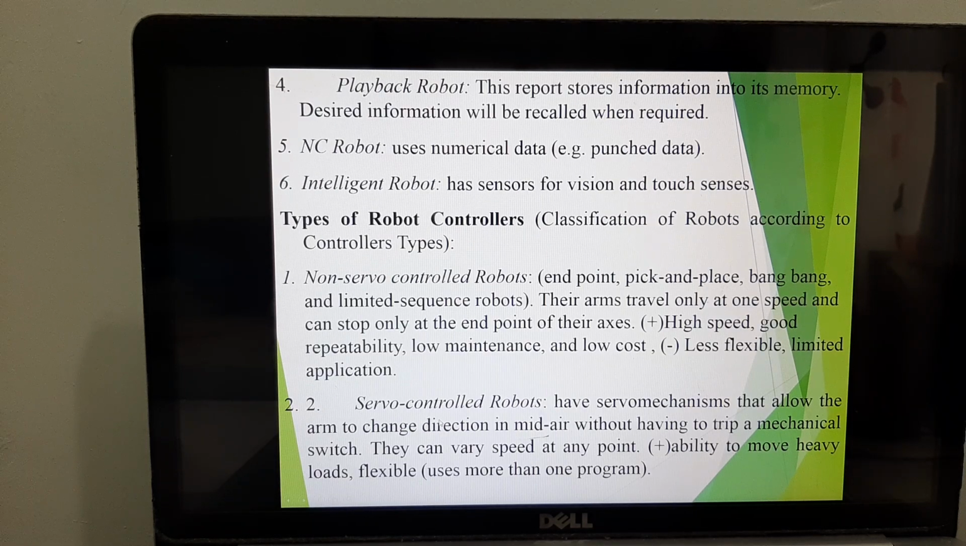Then you have a playback robot. A playback robot is capable of storing information into its memory, and you can recall it anytime you want. For example, if the robot is designated to do painting, it will do painting all day for the next 3 days, and then you want the same robot to go and do packaging. It will be able to recall its packaging program and perform the packaging operation.